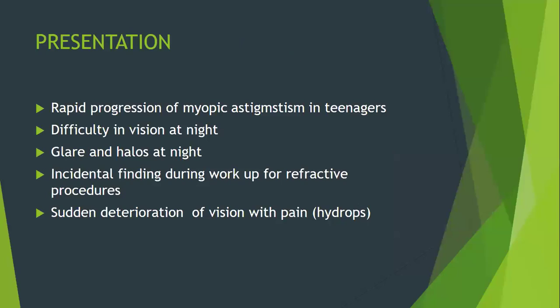So how do people most commonly present? With rapidly changing prescription of glasses. They have higher astigmatism, high myopia, especially in teenagers. So these days it is routine that whenever a teenager comes with rapidly deteriorating vision with astigmatism, we do a Pentacam to look for keratoconus at early stages. But there can be other symptoms like difficulty in vision at night, halo, glare, and sometimes it can be an incidental finding just during workup for refractive procedures. This is so common, especially in our region, where people don't even know they have keratoconus. So incidental finding is very common. And then there can be sudden deterioration of vision with pain, which is usually corneal hydrops.